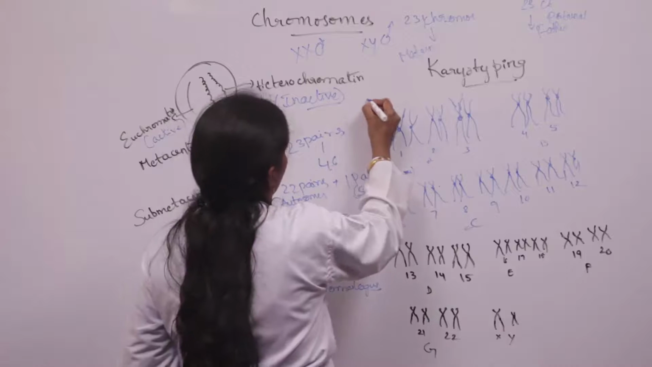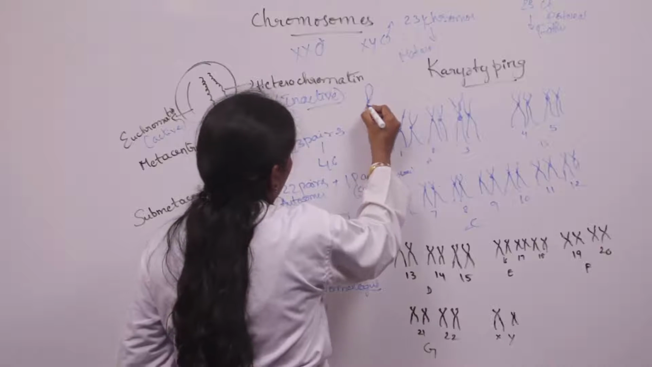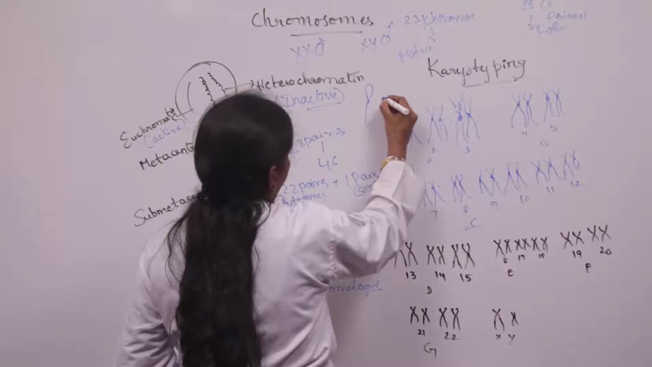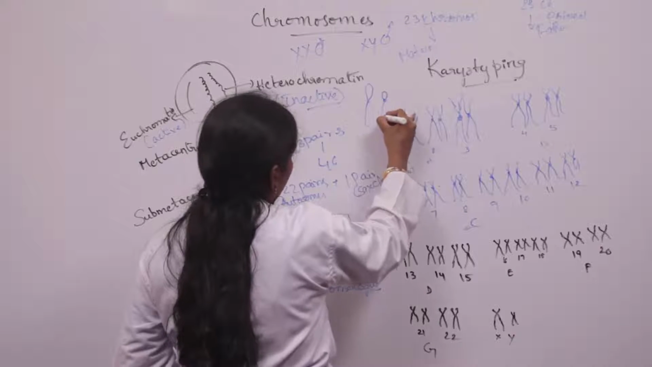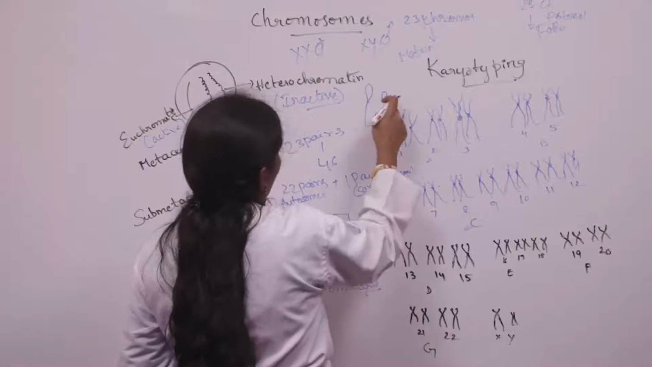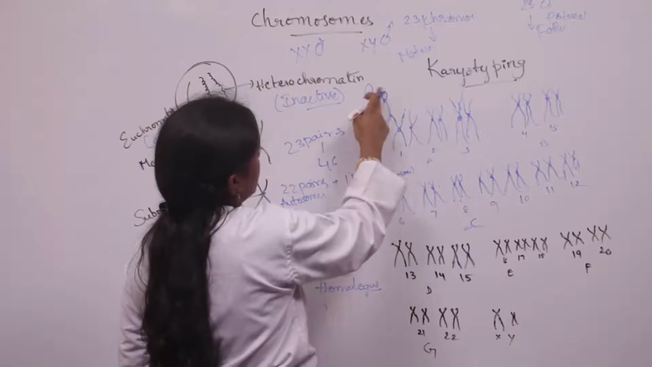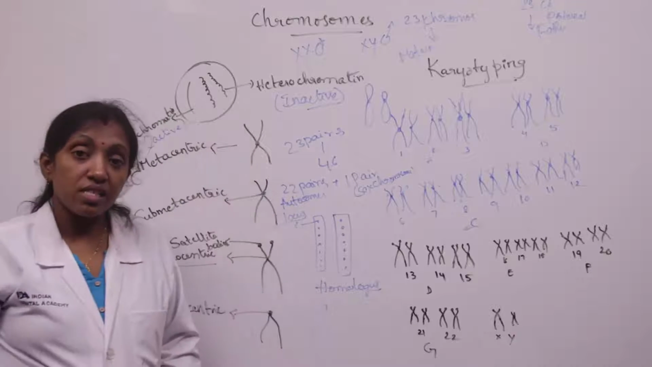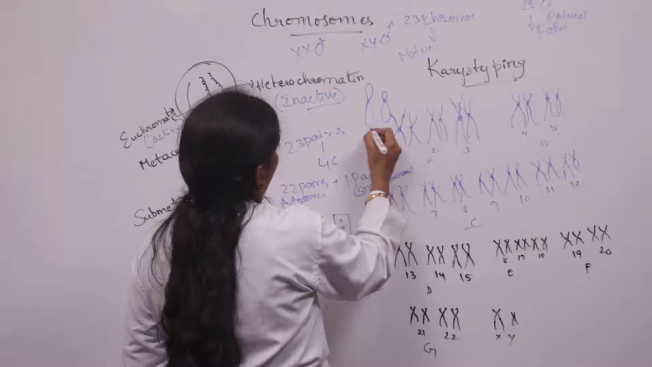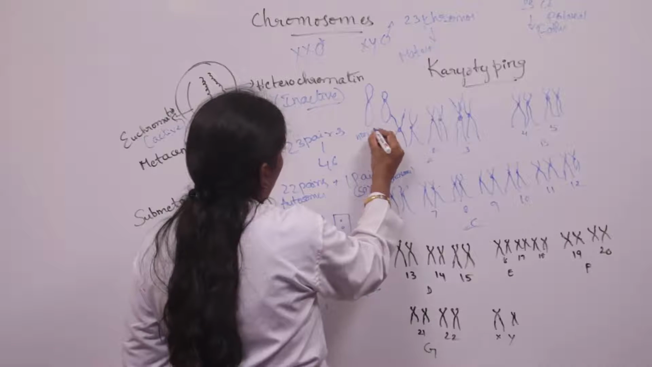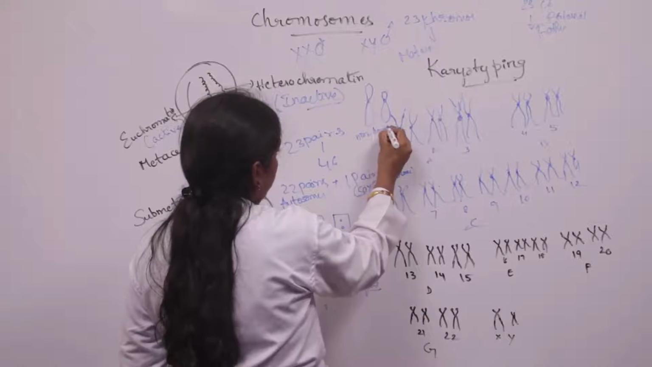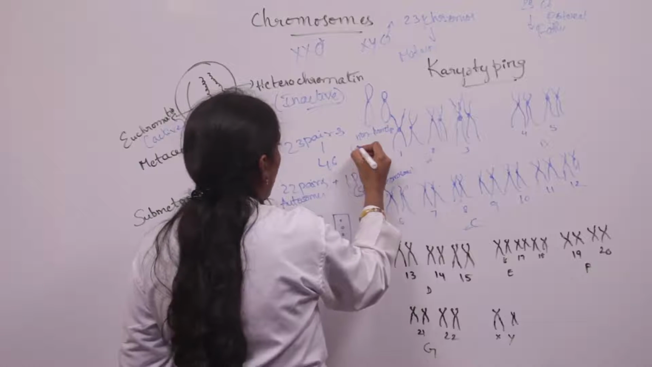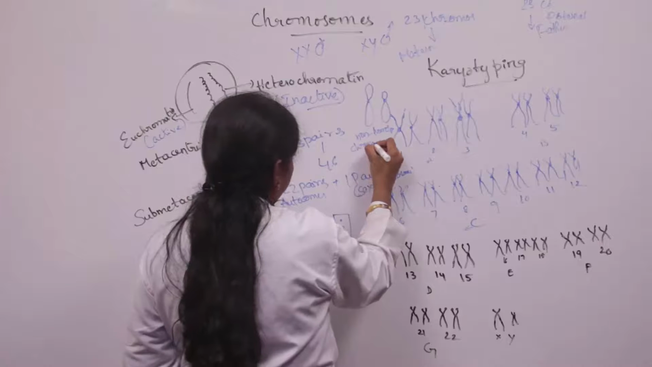XY chromosomes, here this is the X chromosome, and we take the Y chromosome. So the chromosome consists of both homologous as well as non-homologous parts. And here the arrangement of genes is different. These are the non-homologous chromosomes. We can see in the XY pattern, non-homologous chromosomes.